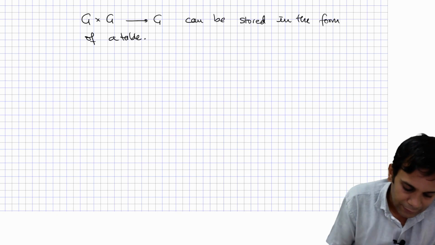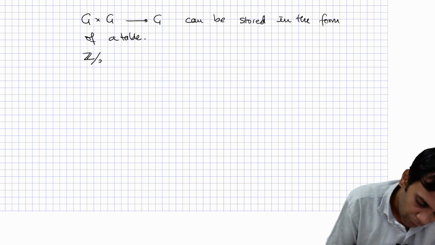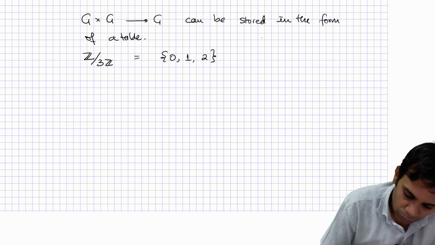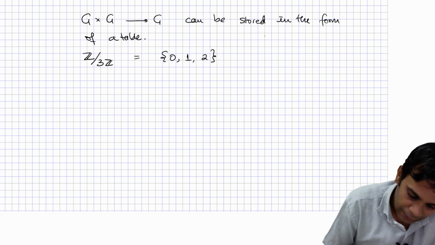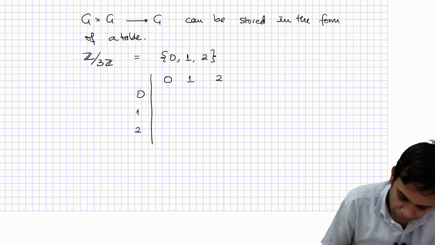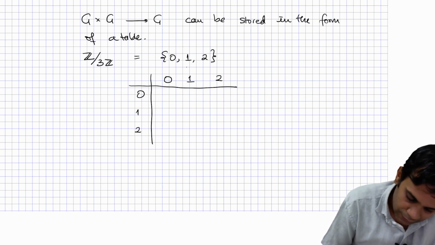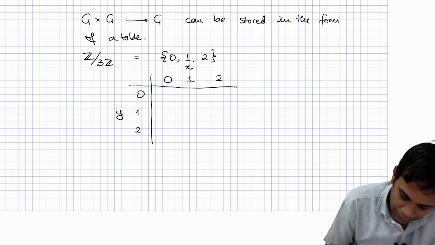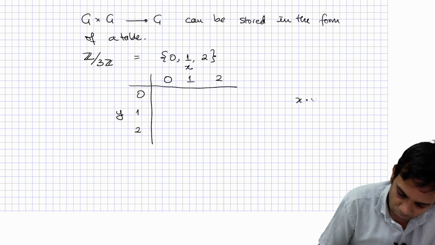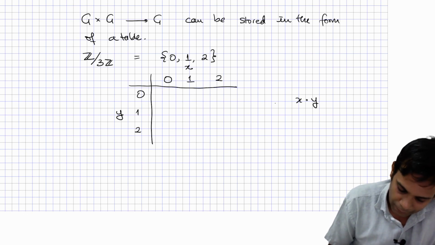Let me do this with an example. Let's look at the group Z mod 3Z. So this has elements 0, 1, 2, and we know how to add these things. So I'll write down this G cross G to G in the form of a table. We are going to have rows and columns, both indexed by the elements of the group. I'll call these X, and I'll call this Y, and in this table I'll store X dot Y. So in this case it's going to be X plus Y mod 3.